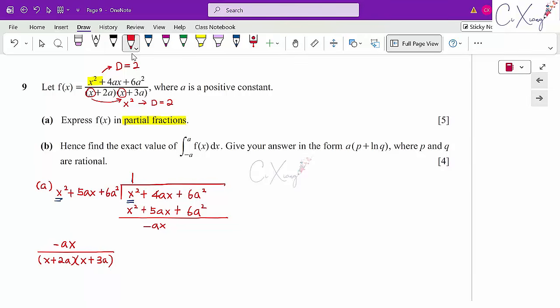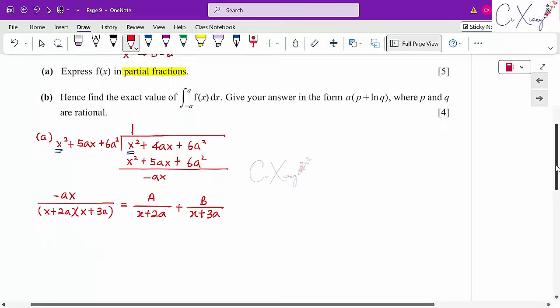Okay, so let's continue. You take the remainder divided by the divisor that we have, and we want to separate it into partial fractions. You have linear factors, because this is x power 1, this is also x power 1. If you want to separate into the linear factors, you'll have A over x plus 2a, then B over x plus 3a. Okay, so let's continue further.